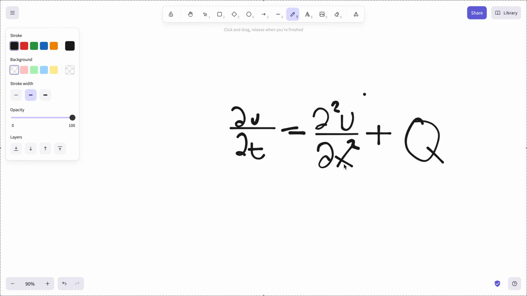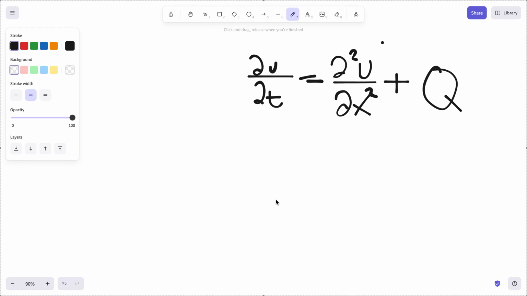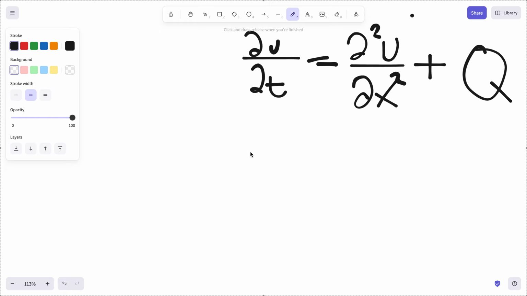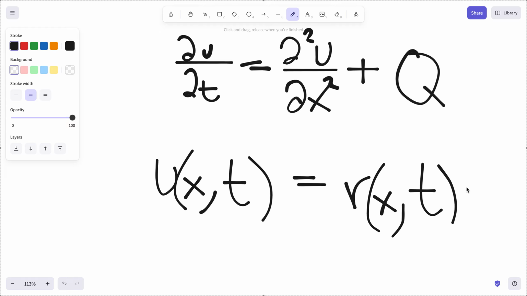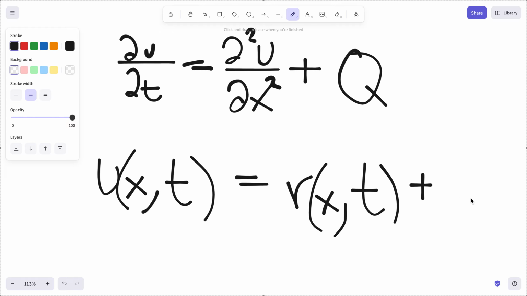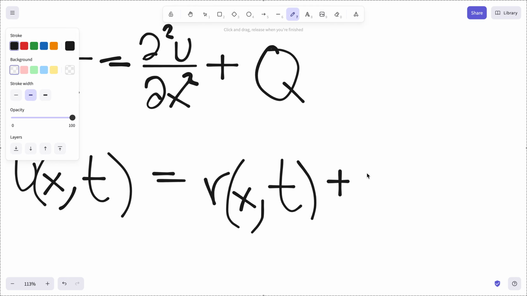So the way we approach this is by defining two new functions. We say u of x comma t, our function, is equal to r of x comma t plus v of x comma t, right?